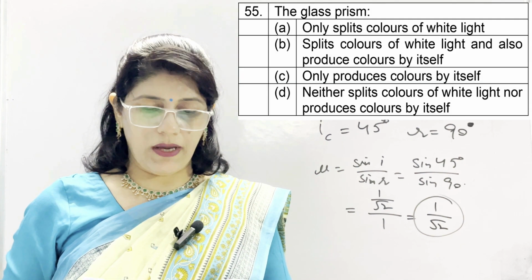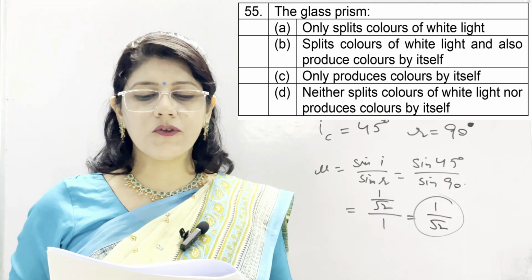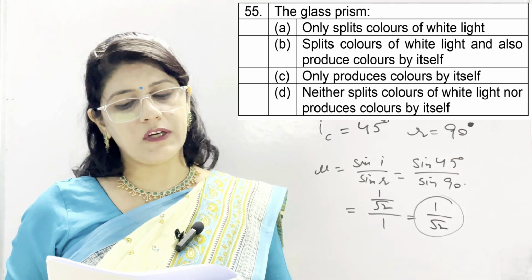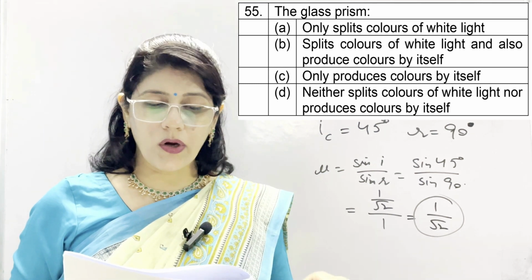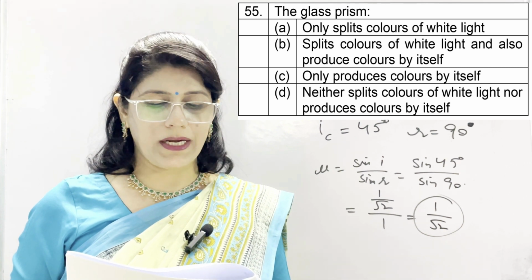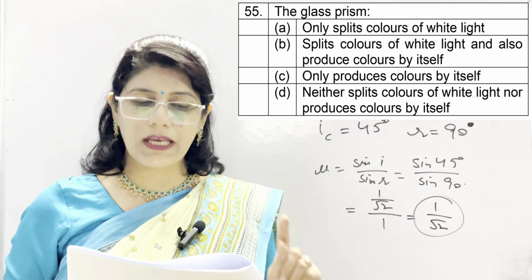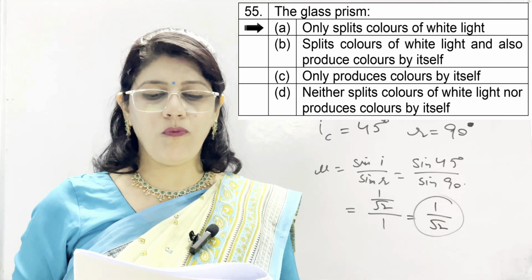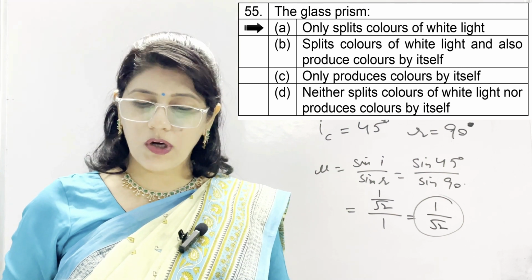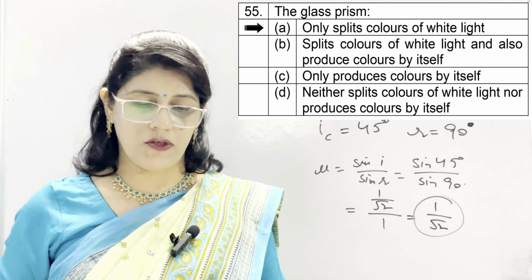Question number 55. The glass prism. Option A, only splits colors of white light. B, splits color of white light and also produces colors by itself. C, only produces colors by itself. And D, neither splits colors of white light nor produces colors by itself. So correct option is A, only splits color of white light, because prism does not produce color but it only splits the various colors present in the light incident on it.